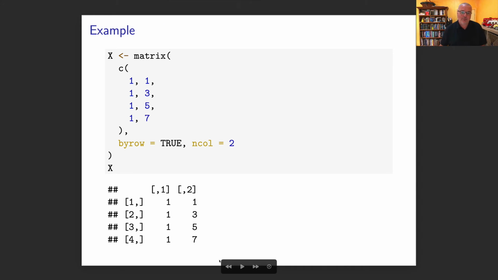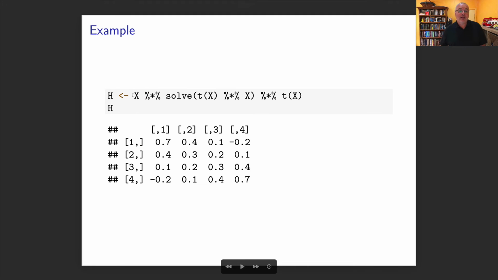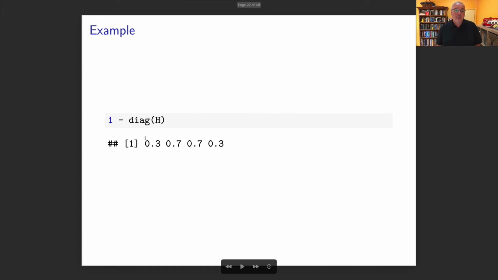Let's just have a quick example. Imagine this is my design matrix. I've got something very simple: a single predictor which has values 1, 3, 5, and 7, and here's my intercept. If I now calculate my H with my usual X(X transpose X) inverse X transpose, I get this is my H. And so my 1 minus the diagonal means you're going to get this adjustment. Basically the two in the middle are going to be about 0.7 of sigma squared, and these are going to be about 0.3 of sigma squared. So we've got a problem there.